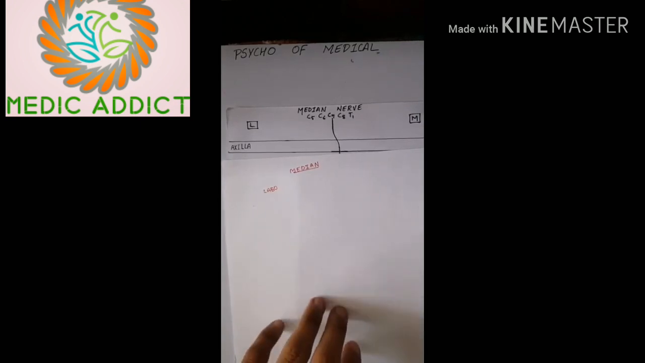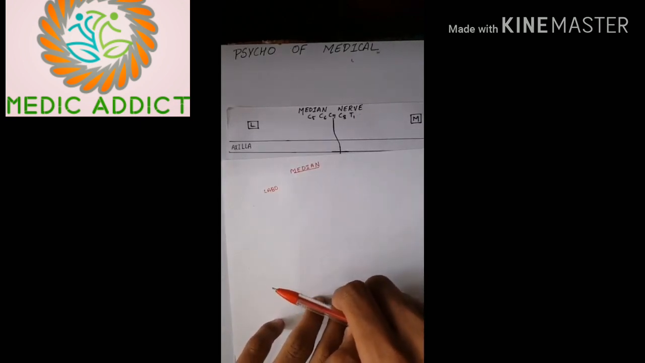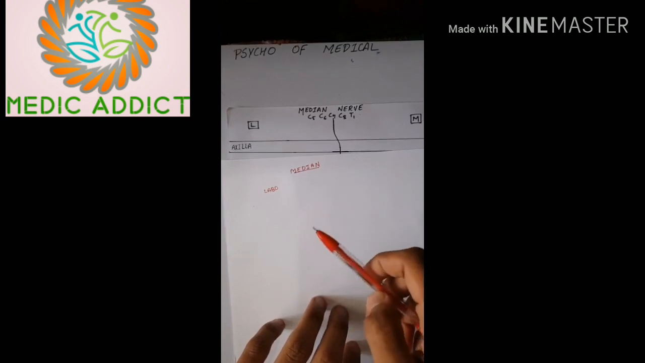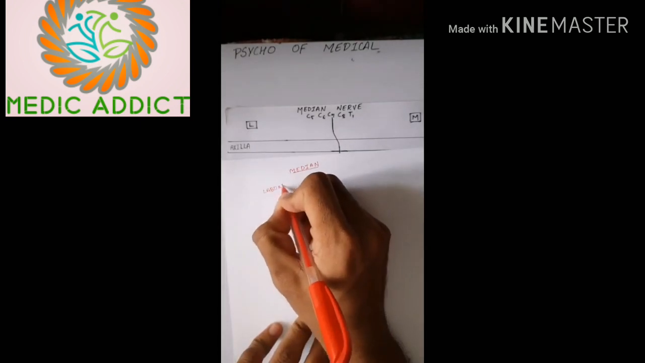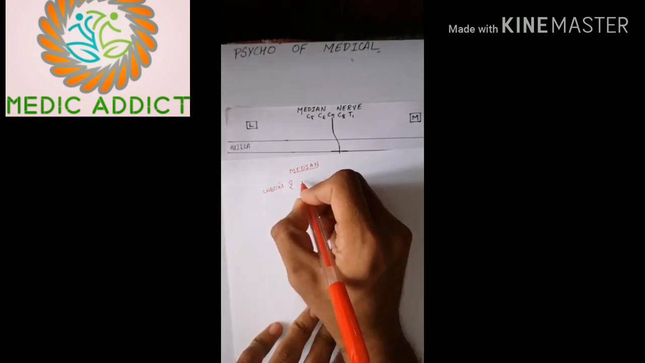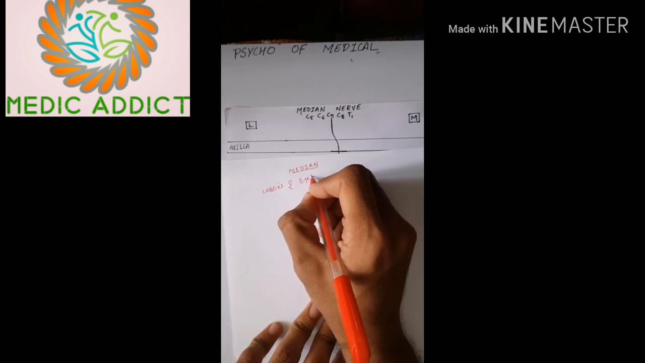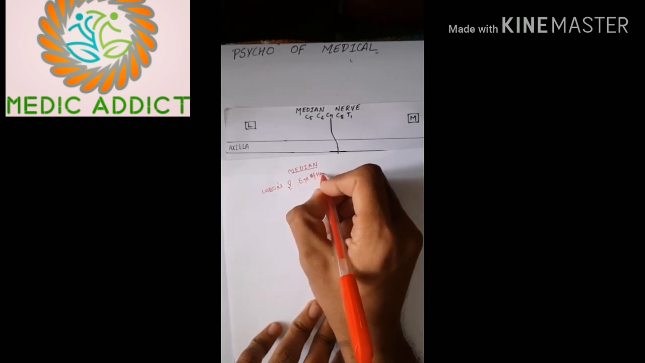Hello friends, so today we're going to start with the median nerve. Median nerve is the very important nerve of the front of forearm. It is called the laborer's nerve, as you see here, and is also called the eye of the hand.